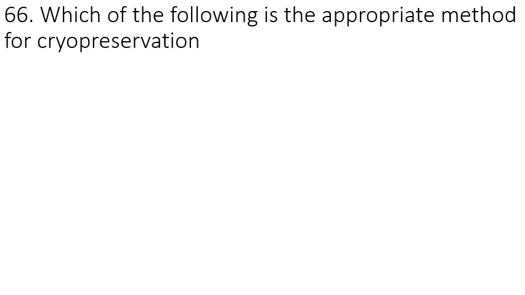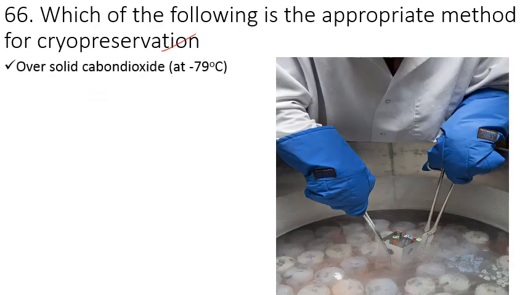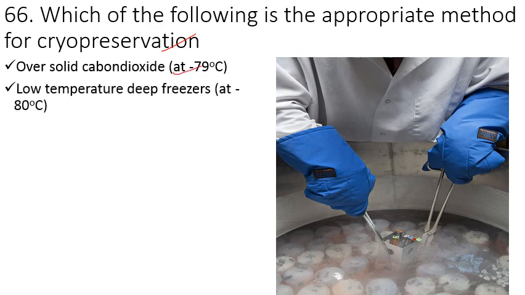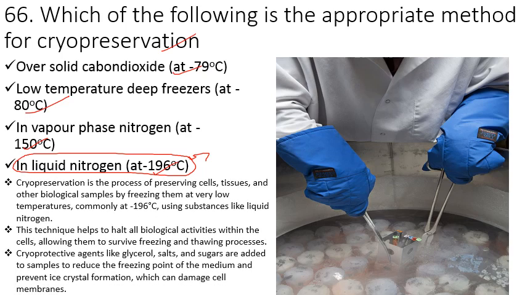Next question is, which of the following is an appropriate method for cryopreservation? Options are over solid carbon dioxide at minus 79 degrees Celsius, low temperature deep freezers at minus 80 degrees Celsius, in vapor phase nitrogen at minus 150 degrees Celsius, or in liquid nitrogen at minus 196 degrees Celsius. So cryopreservation is done with the help of liquid nitrogen at minus 196 degrees Celsius. This is the most common method to preserve certain germ plasm for future purposes.